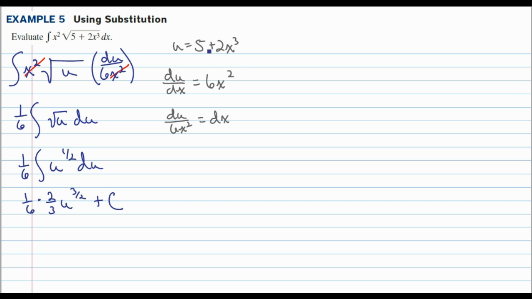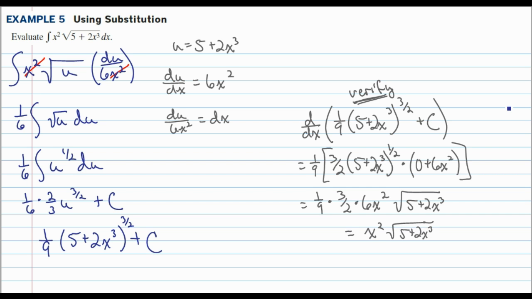and then simplifying the fraction and plugging in my expression back into u, I get 1/9 times the quantity 5 plus 2x cubed to the 3/2, and then plus c. Because remember, u was being raised to the 3/2, so 5 plus 2x cubed also had to be raised to the 3/2.